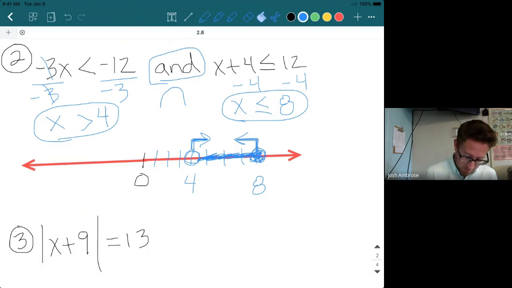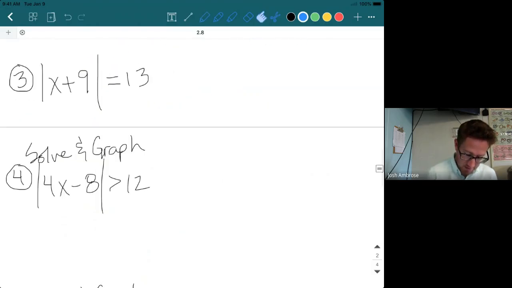Okay, let's move into the third example. Now we're getting into absolute values. You'll notice there's an equal sign. If there's an equal sign, you are not going to need to graph, but you will need to solve. Okay, if you get the inequality, then you will have to graph.